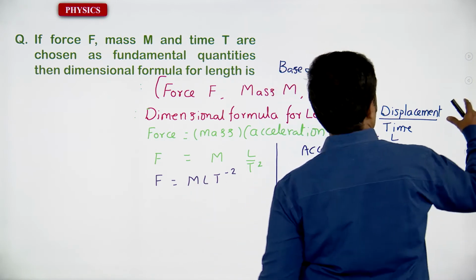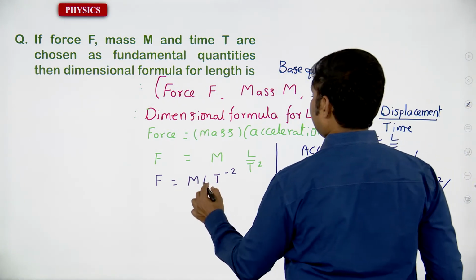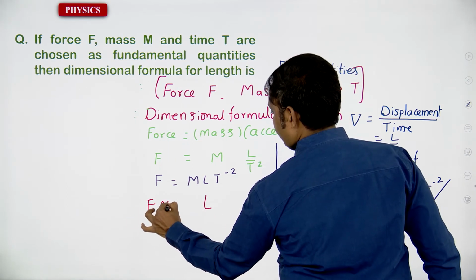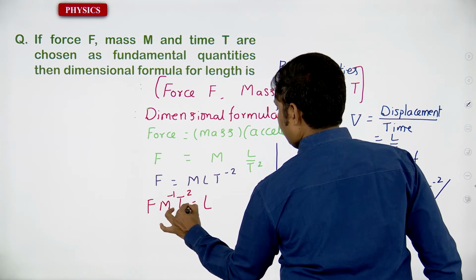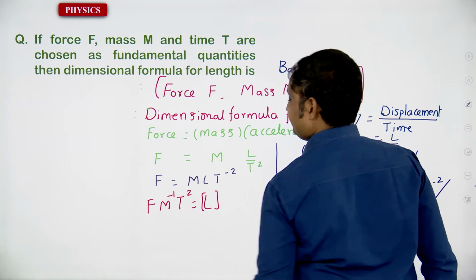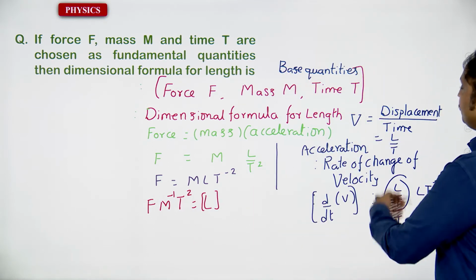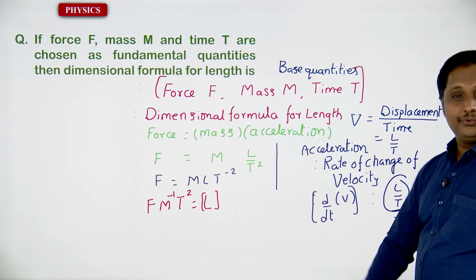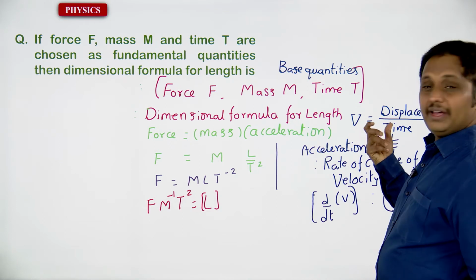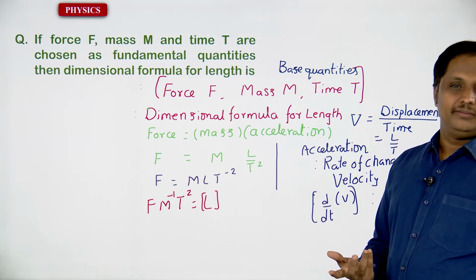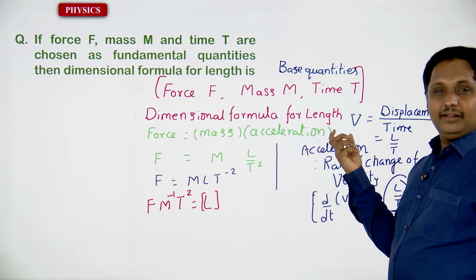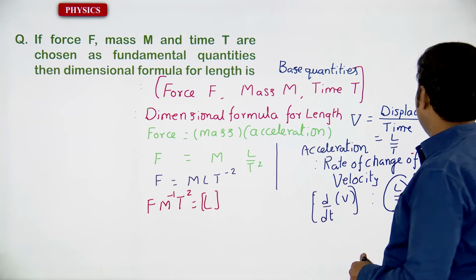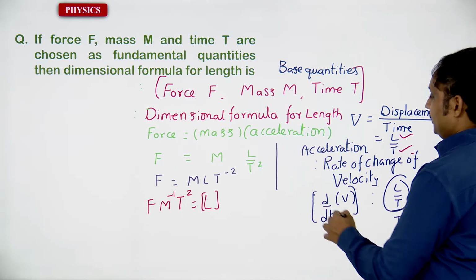If you are going to find out the dimensional formula for the length, you have to take that F into m power minus 1 T power 2 is equal to L. This is very clear. You would like to replace it. If you want to get how we obtained that acceleration is going to be L by T square, we have to confirm. So rate of change of velocity. If you go for velocity, just you have to take displacement by time. This is very clear. So we would like to go for that L by T. It's very clear.